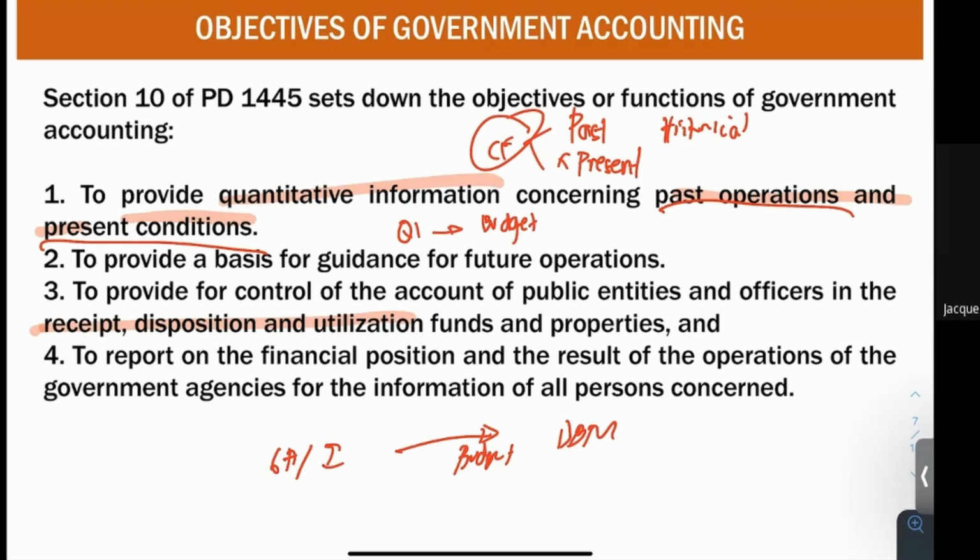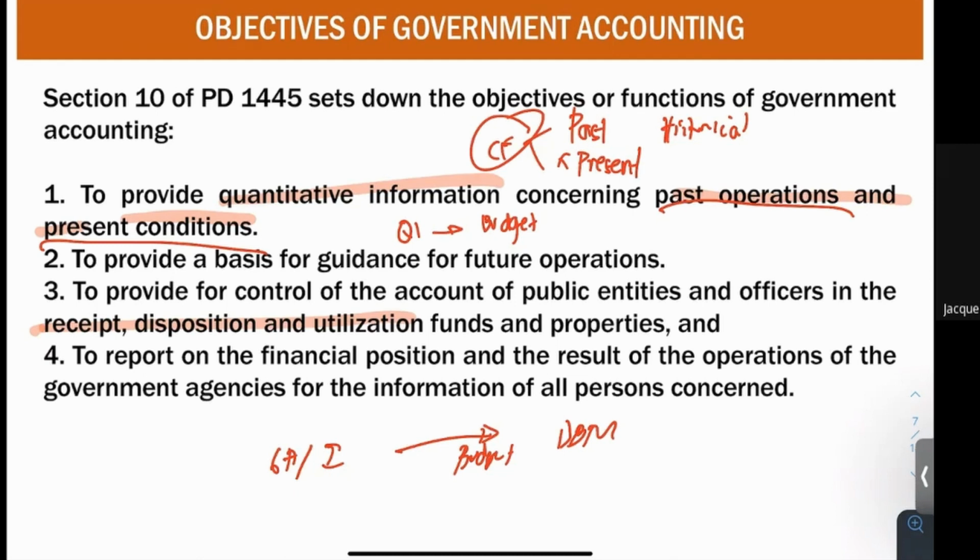So we will account for that. The government accounting provides for a mechanism for proper accounting of these items of public funds and properties, proper receipt, disposition, and finally, utilization. Fourth, to report a financial position and result of operations of the government agencies for the information of all concerned persons.